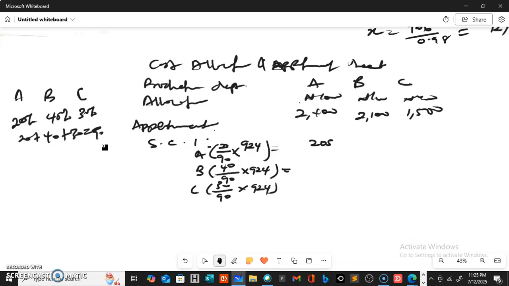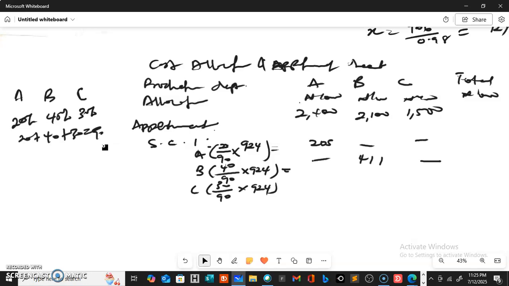For B, 40 times 924 is 36,960, divided by 90. That's going to give us 410.6, which is 411. That should be 411 for B. Let's put the total here. Sorry for that. Total.